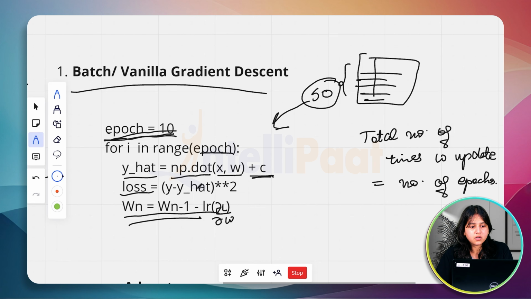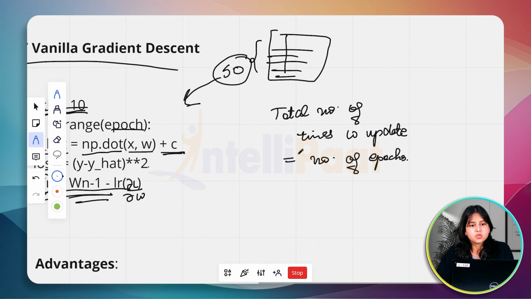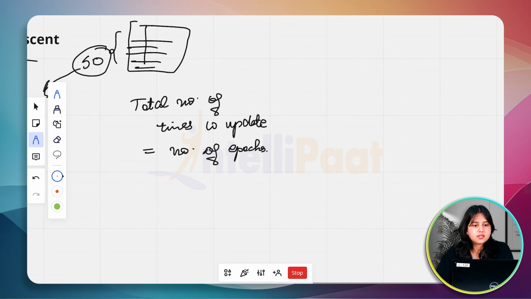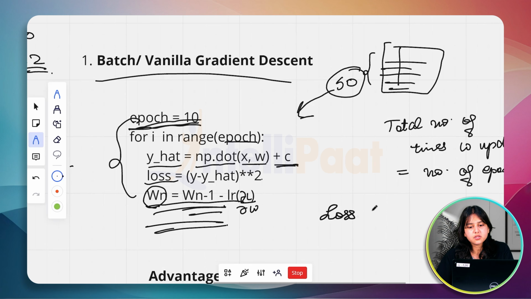We calculate our loss using the formula (y minus y hat) to the power 2, which is nothing but (y minus y hat) square, and then we update our weight using the gradient descent function, right? So this entire process is done 10 times, and then finally we reach a loss which is minimum.